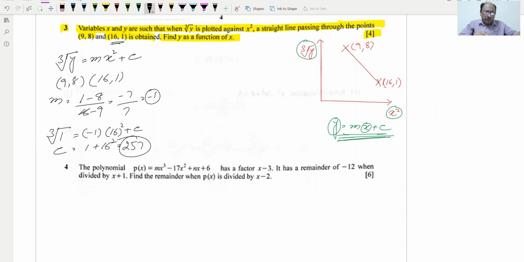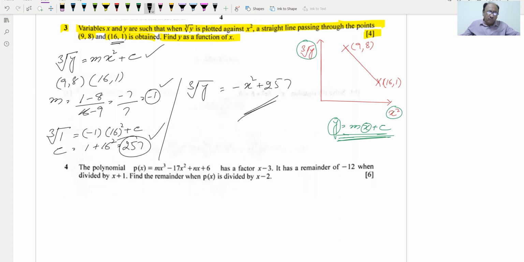So now we got the c value also. We replace this c value and slope in the equation which we formed. So cube root of y will be equal to minus x square plus c, and this is the required equation. Hopefully you understood this.